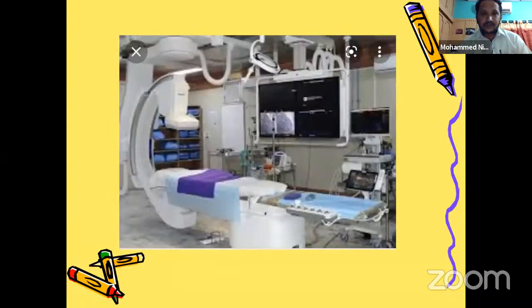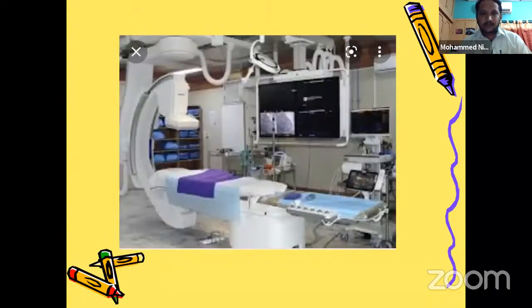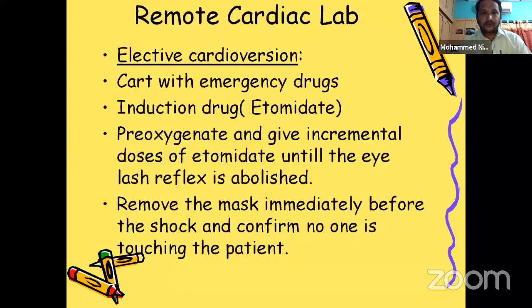Coming to the next location, that is the remote cardiac lab or the cath lab. The procedures done in the cath lab include electrocardioversion. We should make sure that there is a cart with emergency drugs there. Usually the induction drug used here is etomidate. We pre-oxygenate the patient and give incremental doses of etomidate until the eyelash reflex is abolished.